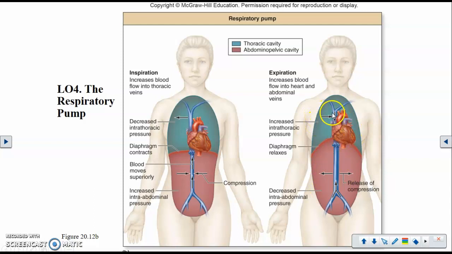Now, here's the deal. Why can't blood go back down? Well, there are valves. So that's one of the reasons why, if you want to think about it, not a lot of appreciable blood goes back here. But again, when you inspire, blood flows into the thoracic cavity. When you expire, blood flows into the heart. Okay? So very, very important here. So I hope that you understand the two mechanisms of returning blood to the heart.